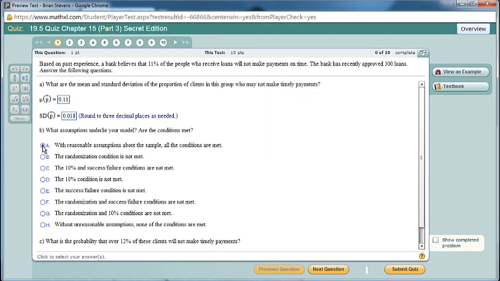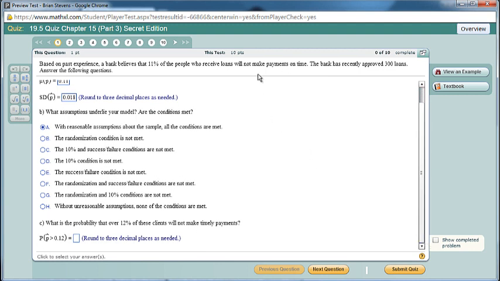So with assumptions, we have met this, but on the test, it must say random. All the other ones we actually checked. On the test, I would probably say it did not say they were randomly selected. I have a problem with that.